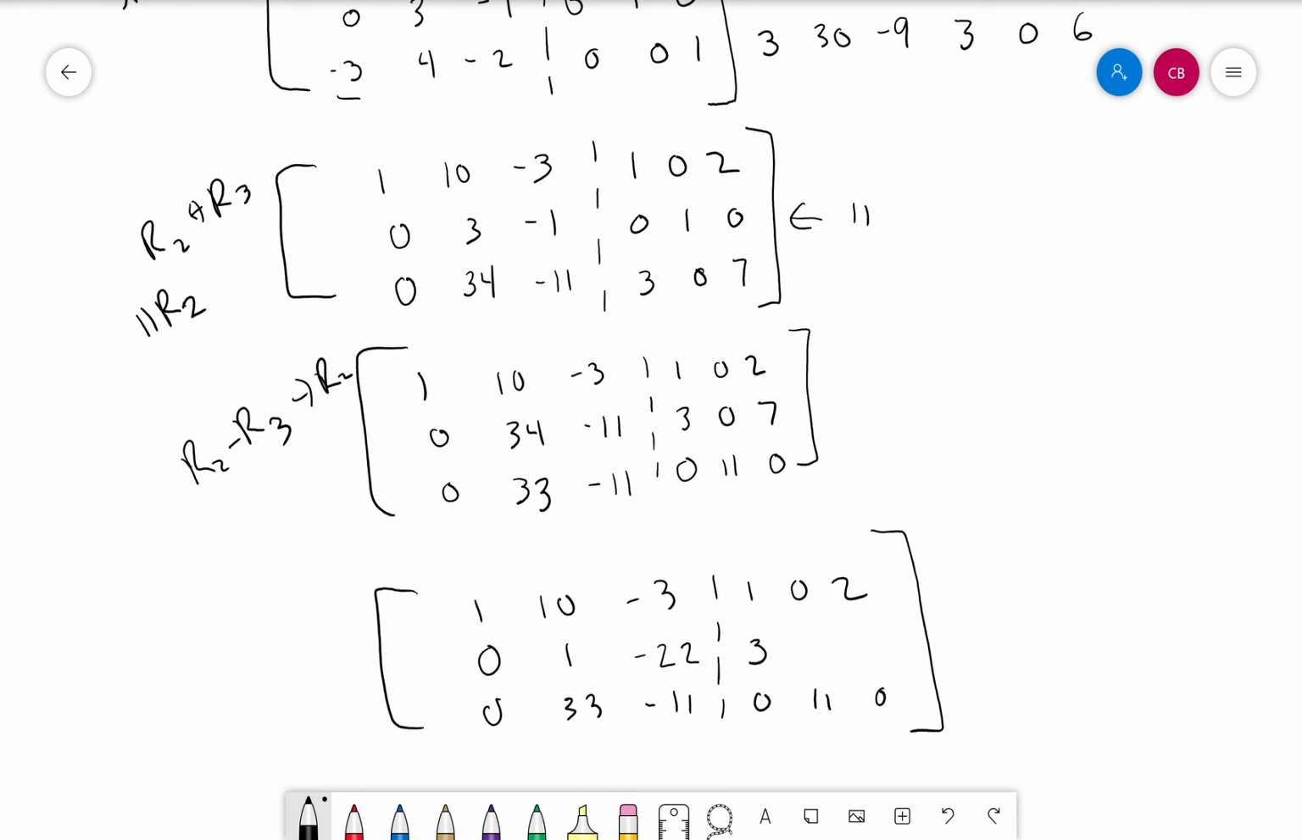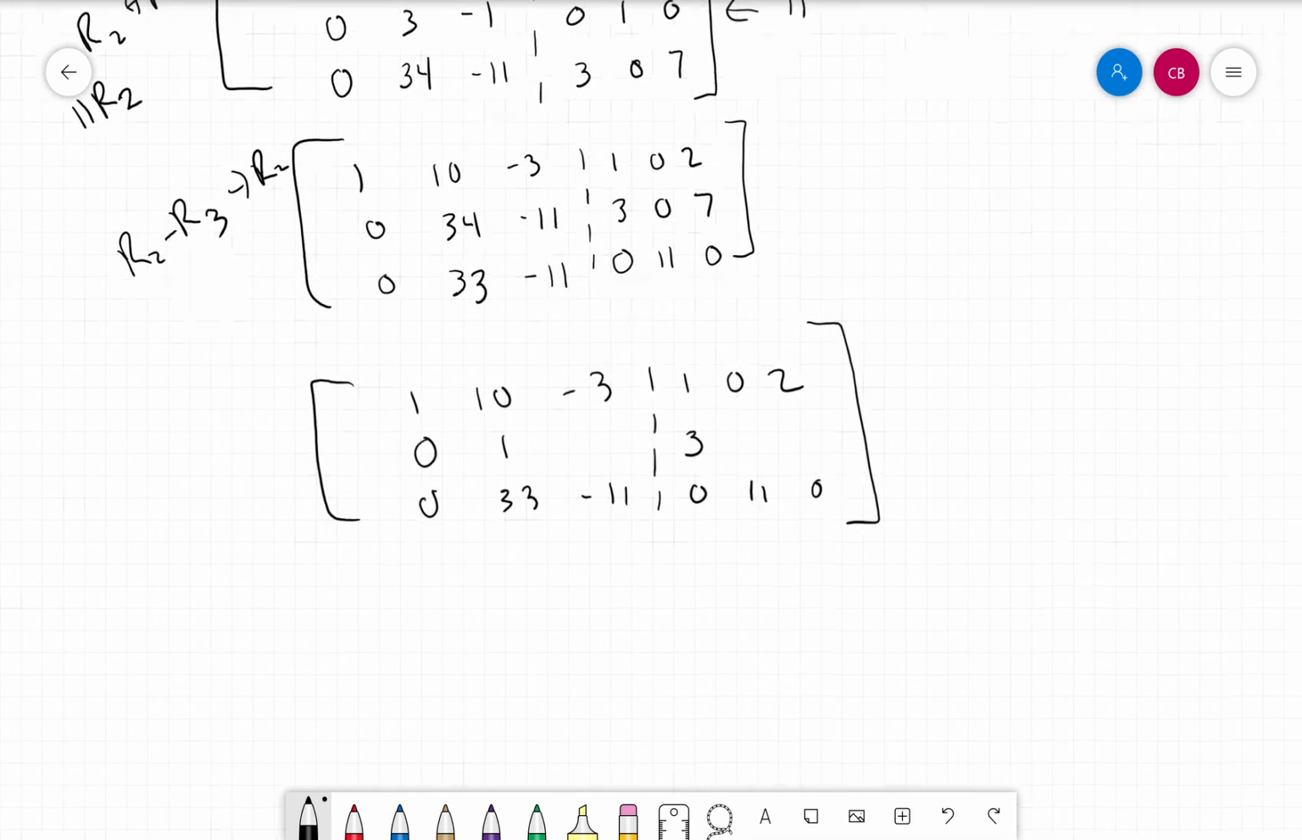Oh, wait. Sorry, I just realized something. I said negative 11 minus negative 11 is 0. Oh, I did that on the wrong one. Sorry, this one here. Sorry about that. So let me go through this row again. So we've got 0 minus 0, that's 0. 34 minus 33, that's 1. Negative 11 minus negative 11, that's 0. 3 minus 0 is 3. 0 minus 11 is negative 11, and 7 minus 0 is 7. Okay, so that's taken care of.